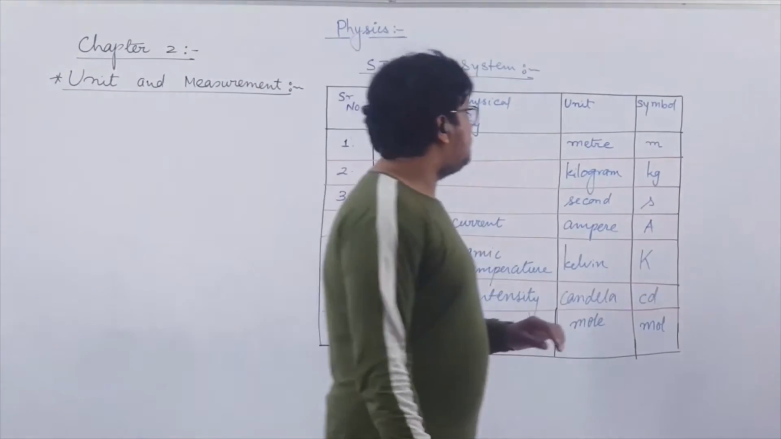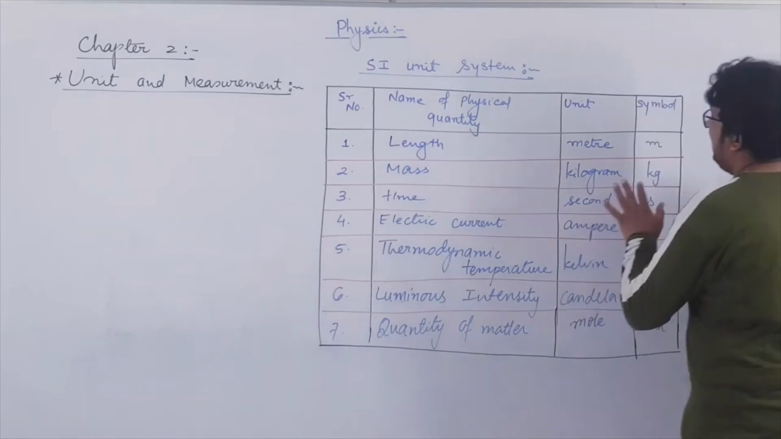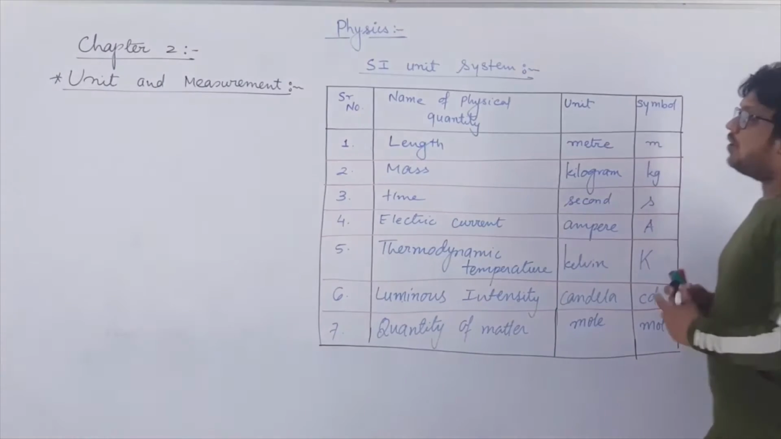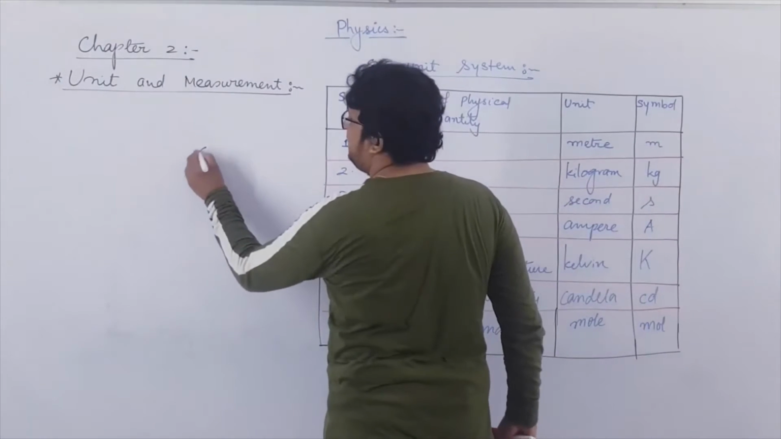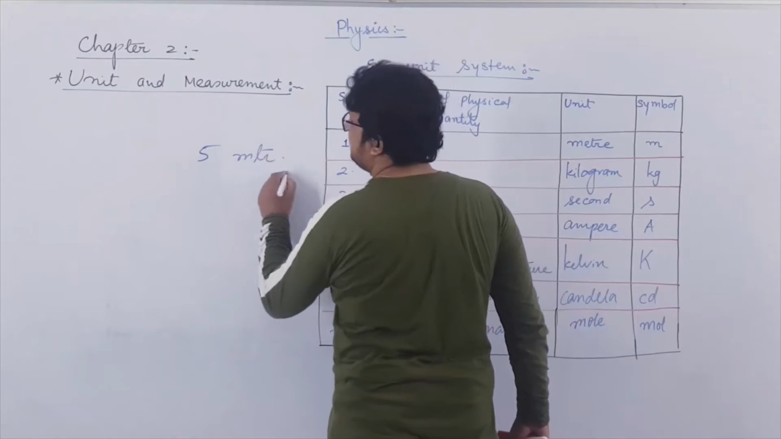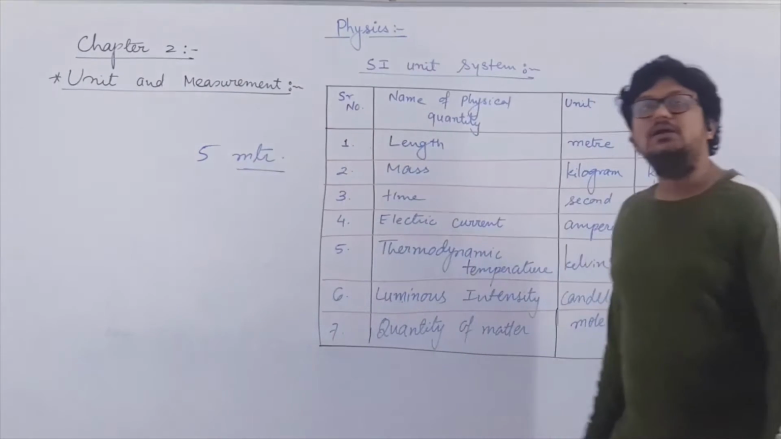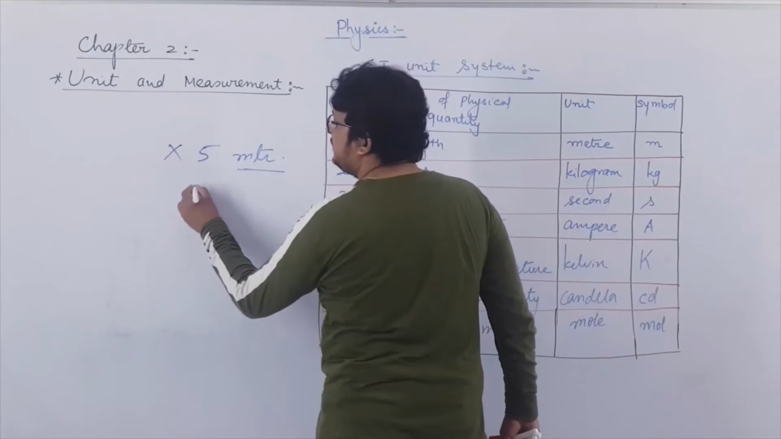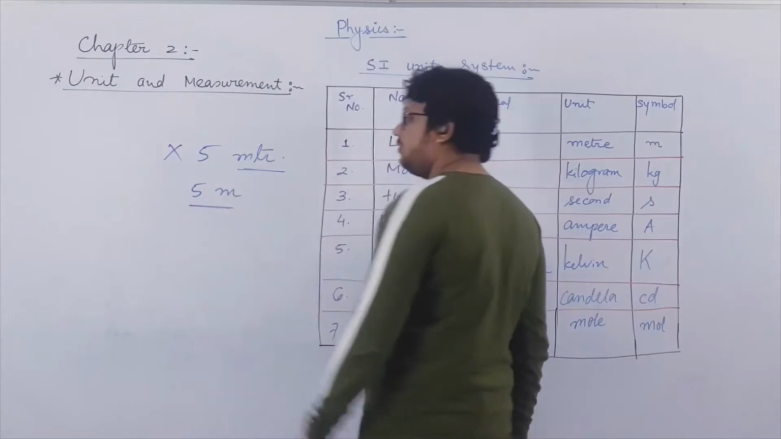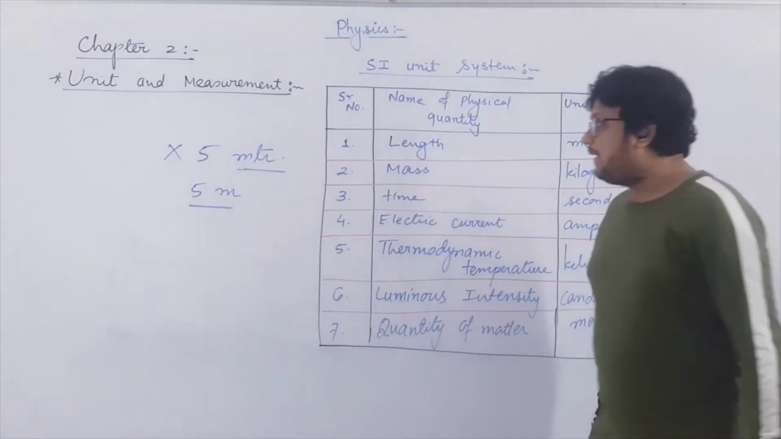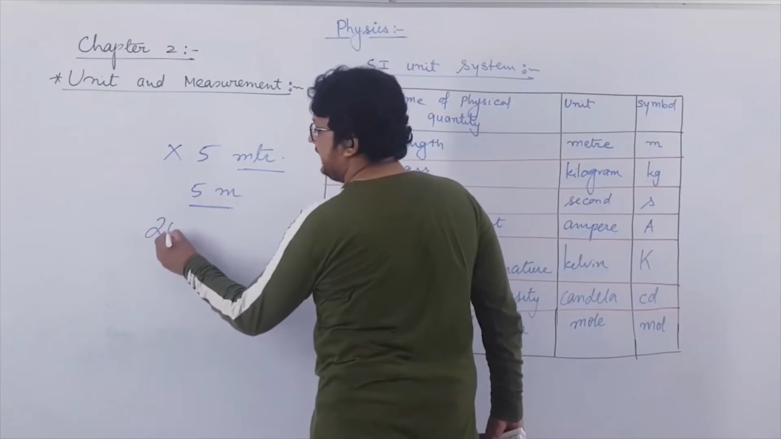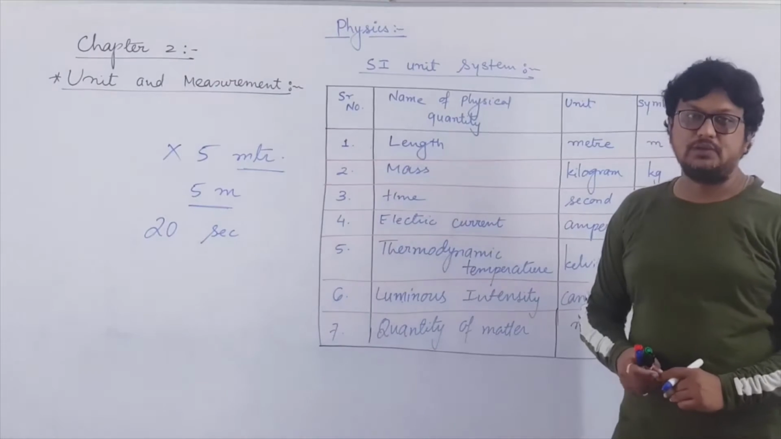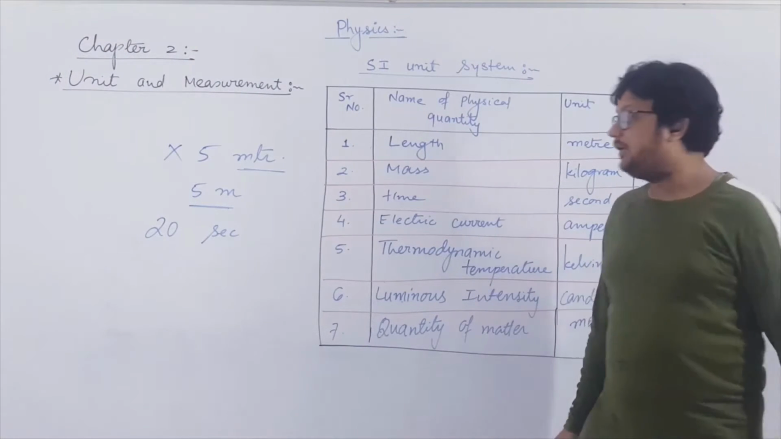Say for example, the symbol for the unit of length is meter, small m. So we should use small m only. What generally we do, suppose we are writing 5 meters, we may write 5 meter, or sometimes 5 mtr. This is wrong. It should be 5 m only, not 5 mtr. Or if you want to write 20 seconds, we write 20 sec. This is also incorrect. The symbol for second is small s only.